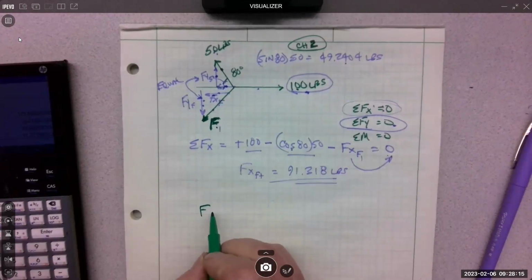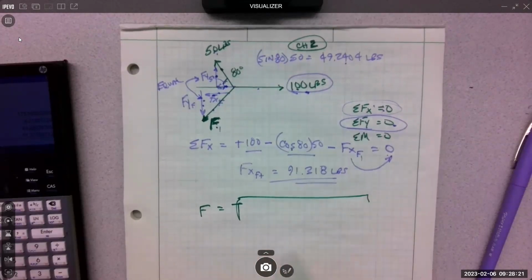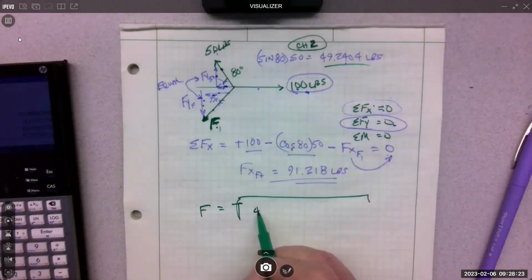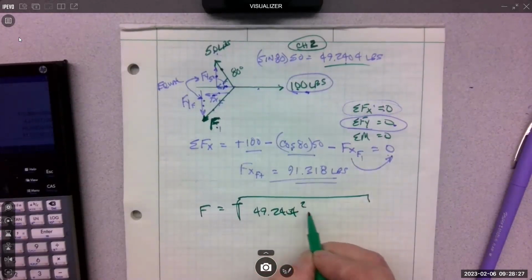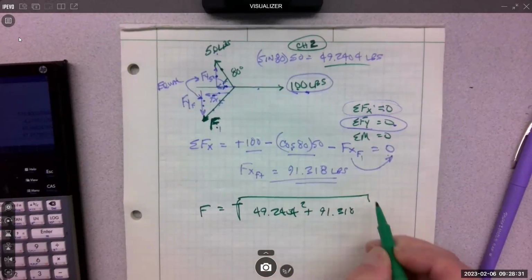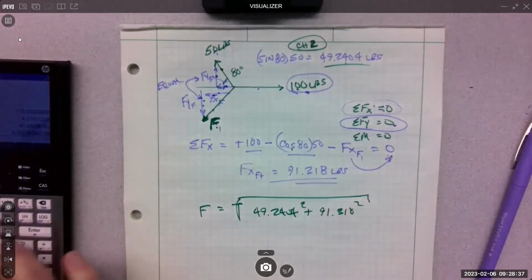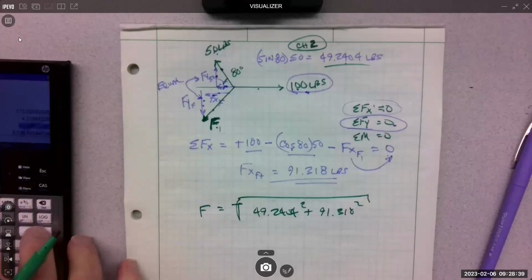So F equals the square root of, right? This is the Pythagorean theorem, 49.2404 squared plus 91.318 squared. That's about 103.